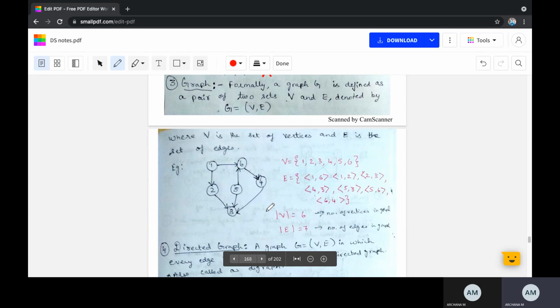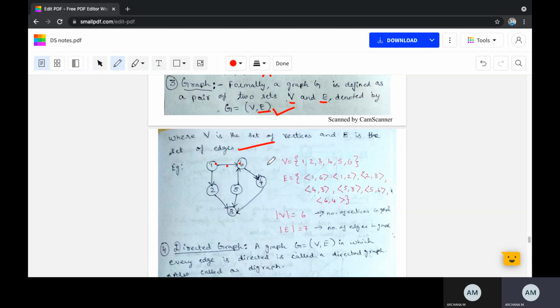Now, a very important definition of a graph. Formally, a graph G is defined as a pair of two sets. Why? Because a graph consists of vertices and edges. Look here, one graph is there. It is a collection of vertices and edges. So we'll define it as a pair of two sets, vertices and edges, denoted by G equals V comma E. This is what a graph is. A graph is denoted by G equals V comma E. You have to represent a pair of sets, V comma E. Now, V is a set of vertices and E is a set of edges. This is known as a graph.